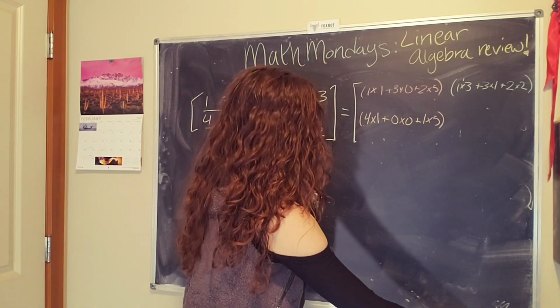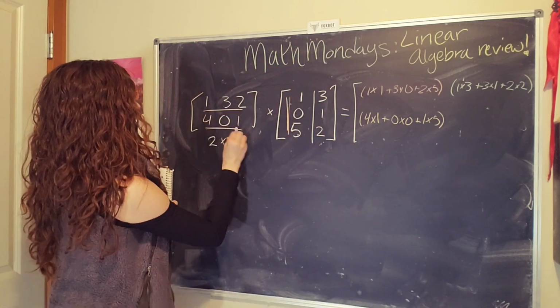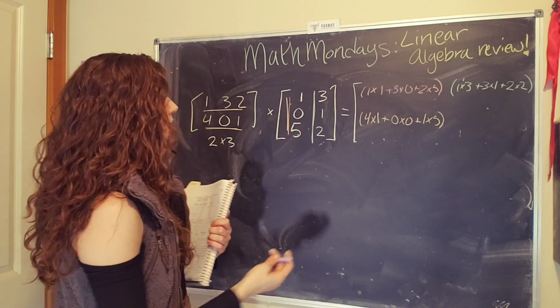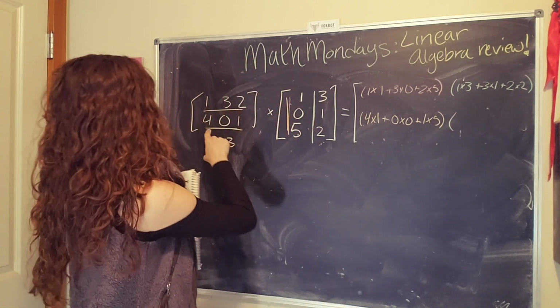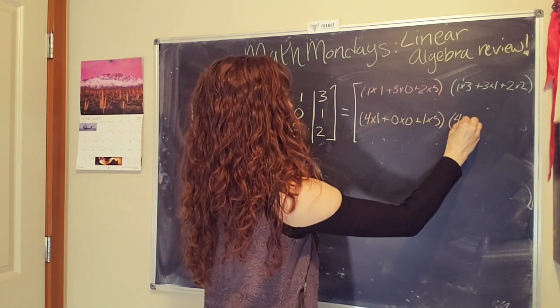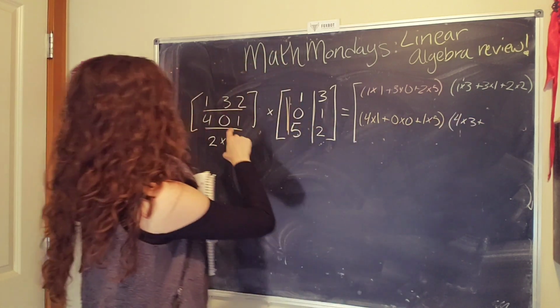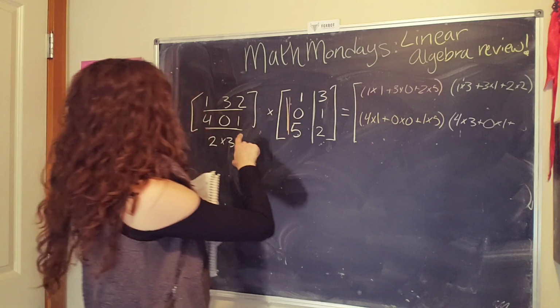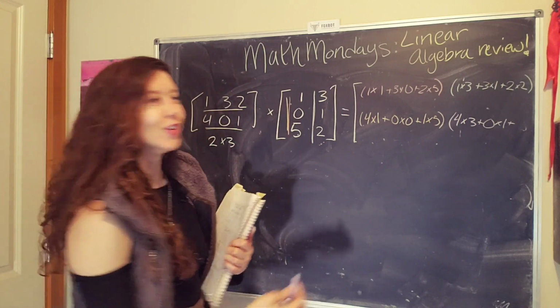And finally, we have the second row with the second column. Okay, so 4 times 3 plus 0 times 1 plus 1 times 2.